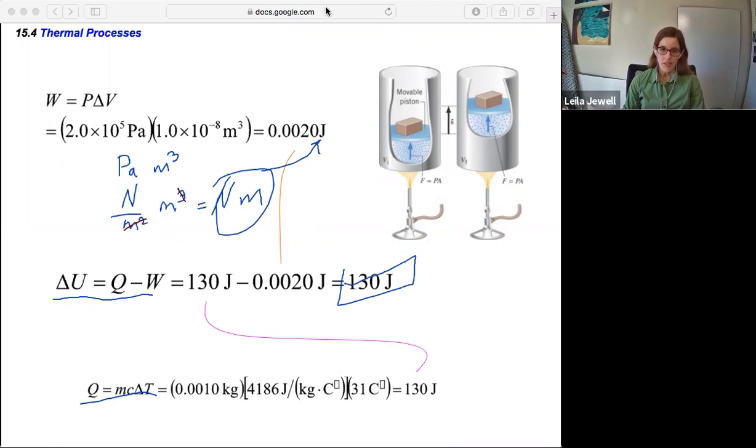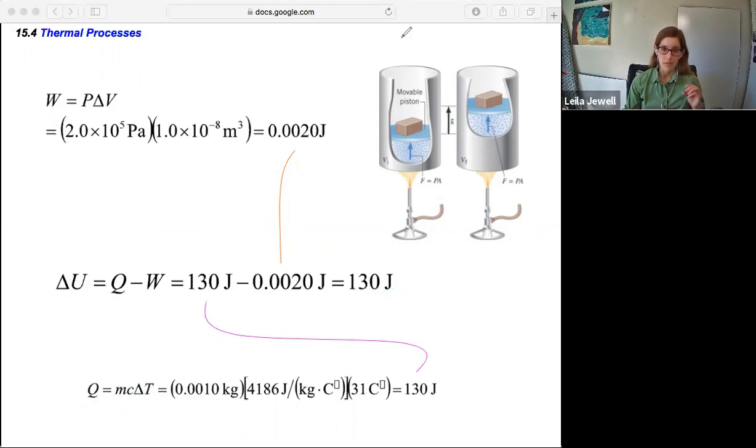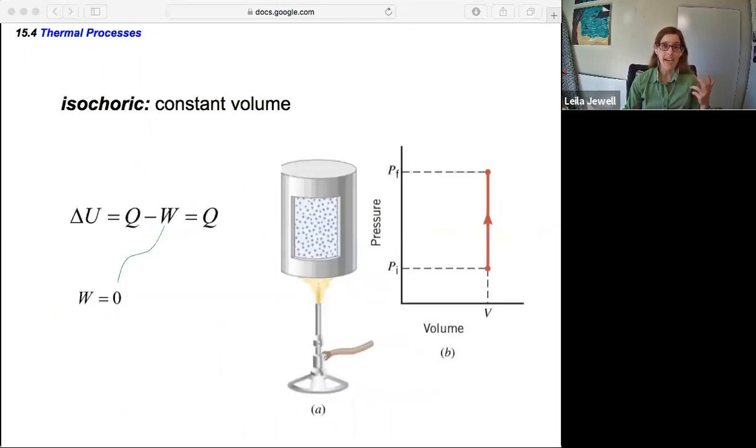So it turns out this amount of work was actually pretty tiny because the change in volume was tiny. And the amount of work done really depends on that volume. Because anytime we look at a thermal process, there must be a change in volume for work to be done. So to highlight this, we could look at isochoric processes. Isochoric processes are ones at constant volume.